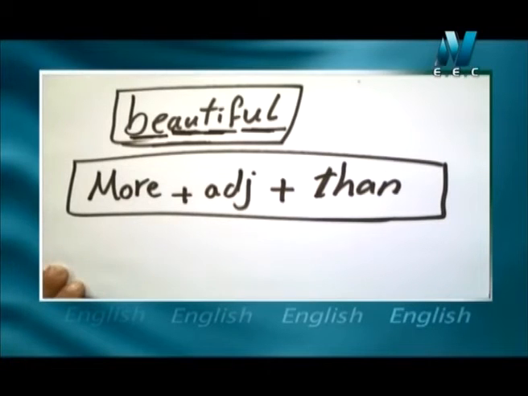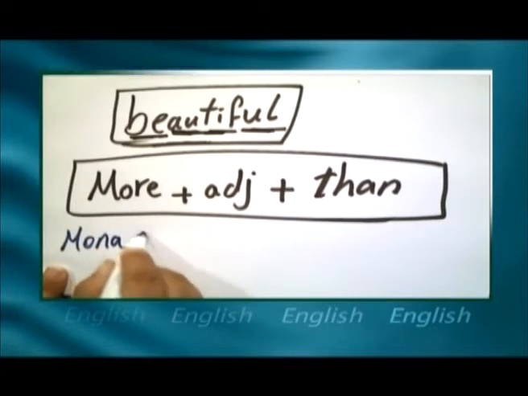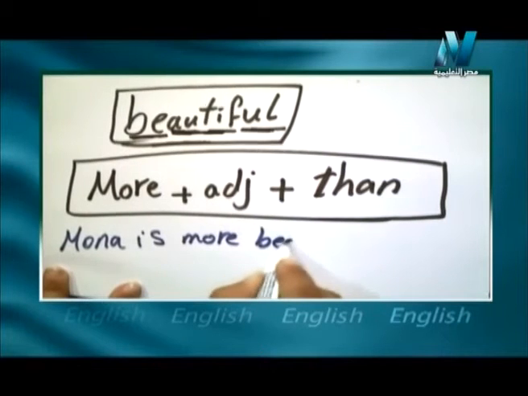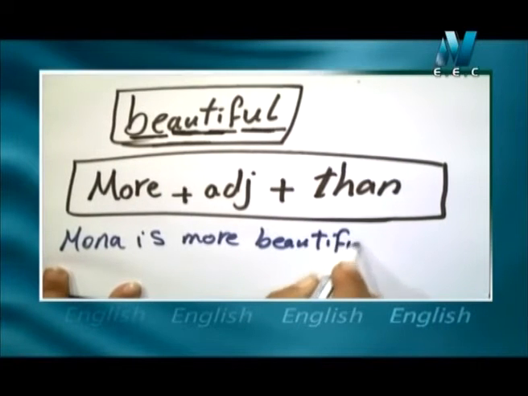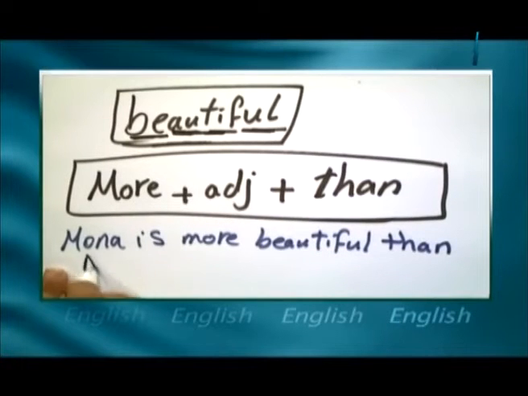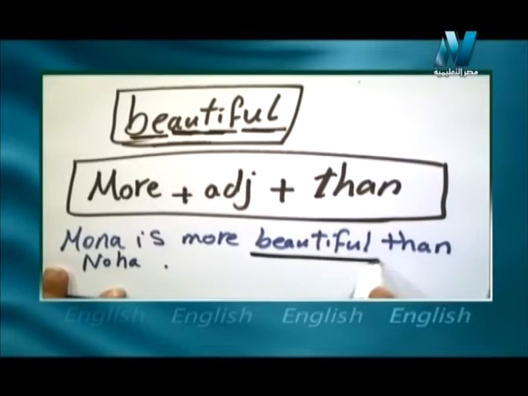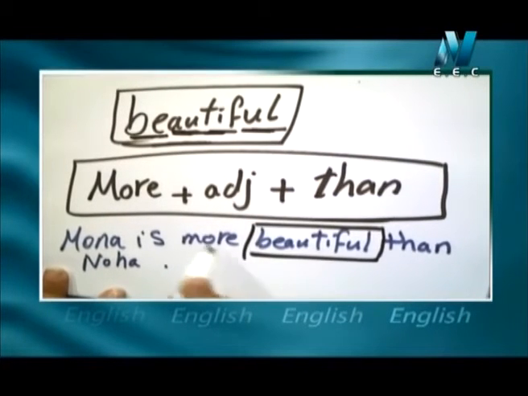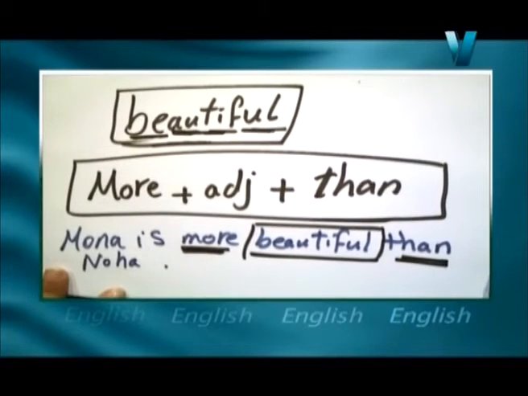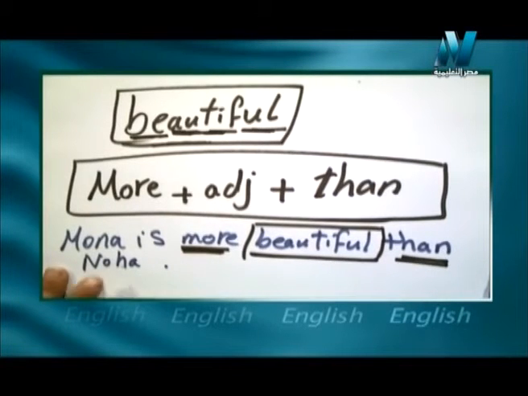Okay? Let's have an example. When I'm saying that Mona is more beautiful than Noha. I have here the adjective beautiful. It's a long adjective. I put more before it and then after it. Mona is more beautiful than Noha.